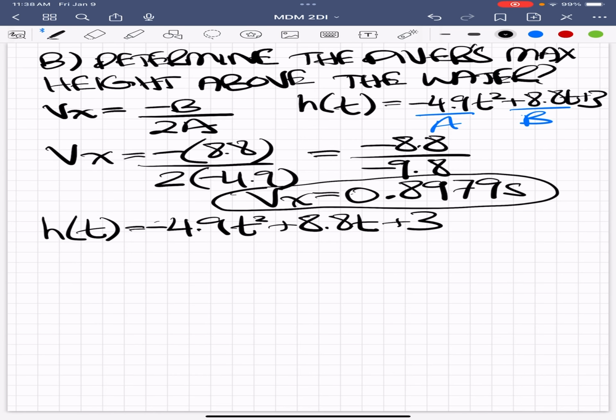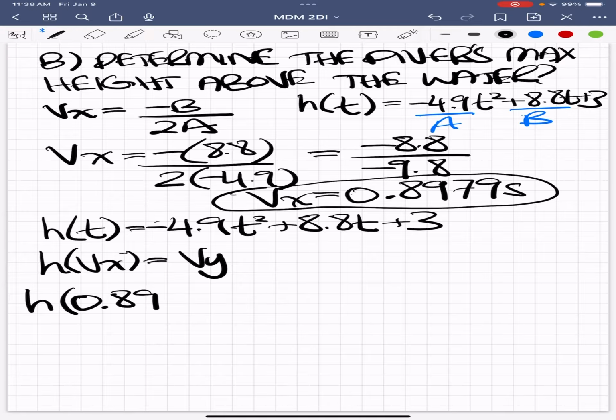And then we put in h of Vx into the function to get Vy. So we input the x-coordinate of the vertex into the function to get the y-coordinate of the vertex. So h of 0.8979 into the function.